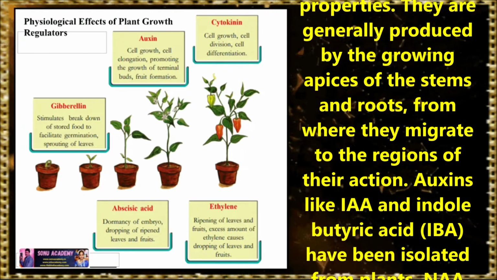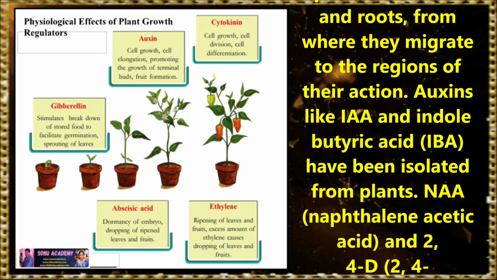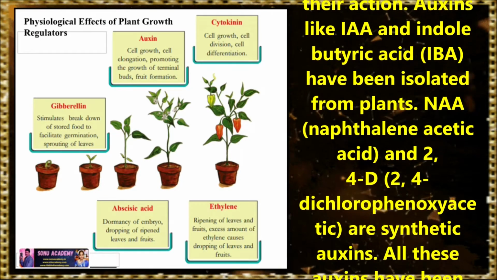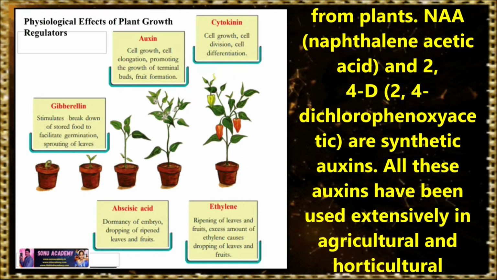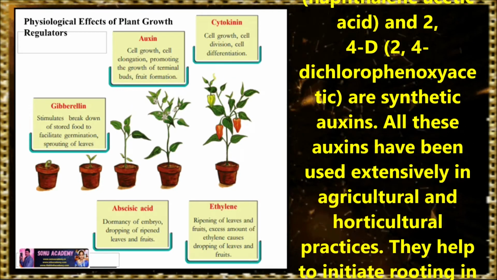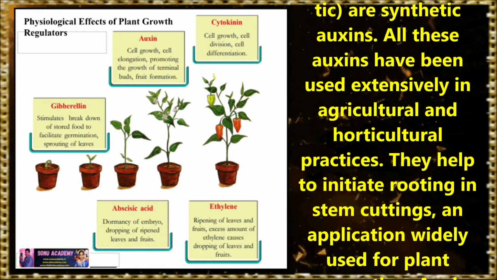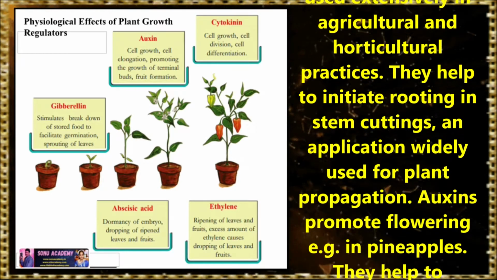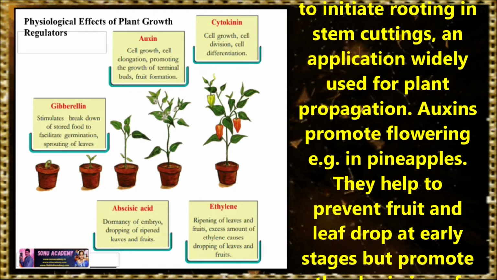Auxins like IAA and indole butyric acid have been isolated from plants. NAA and 2,4-D are synthetic auxins. All these auxins have been used extensively in agricultural and horticultural practices. They help to initiate rooting in stem cuttings and are widely used for plant propagation. Auxins promote flowering, for example in pineapples.